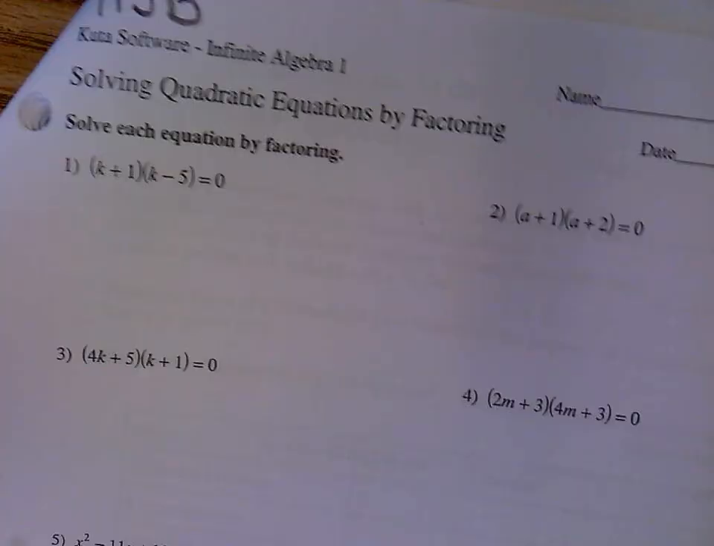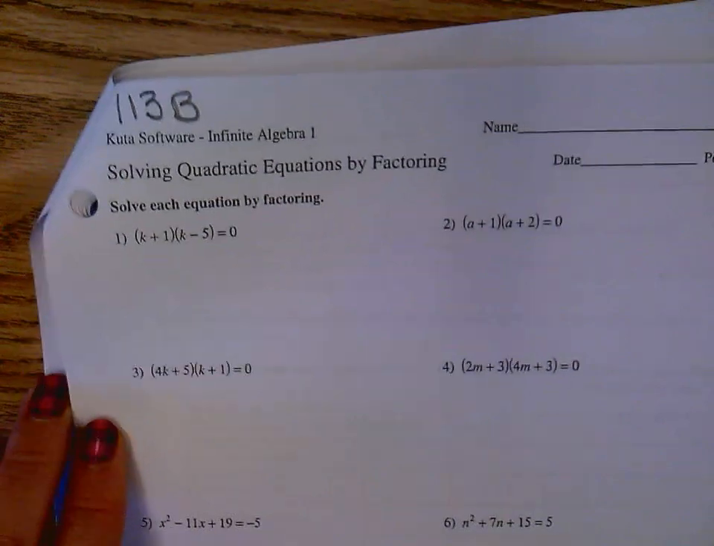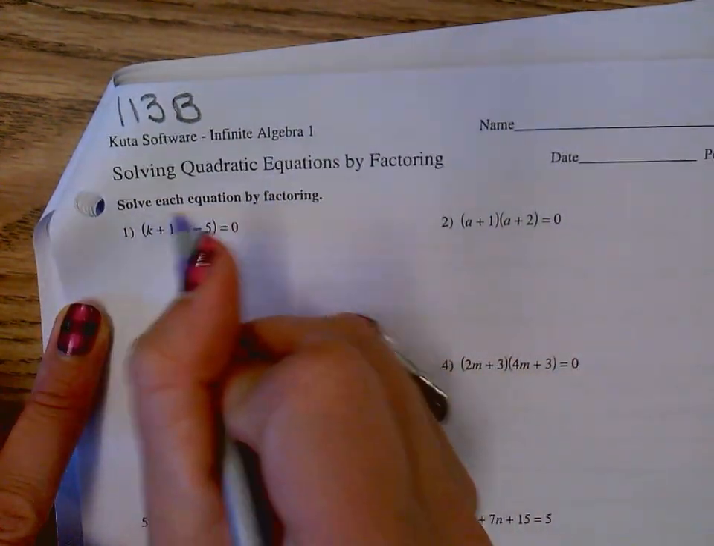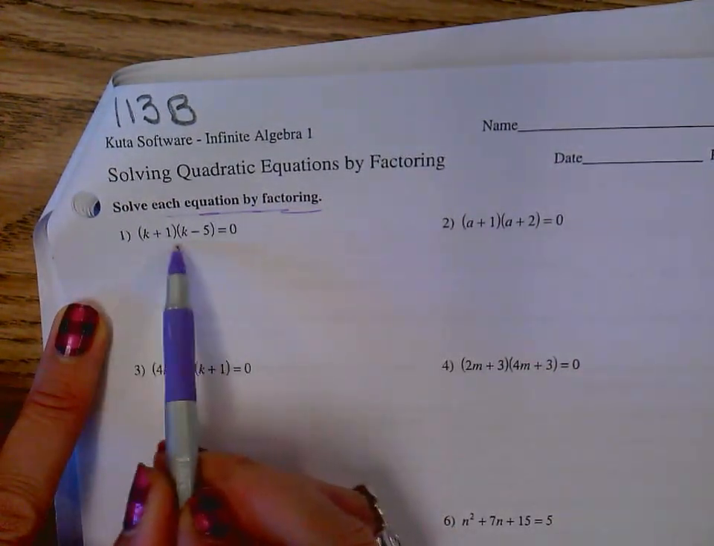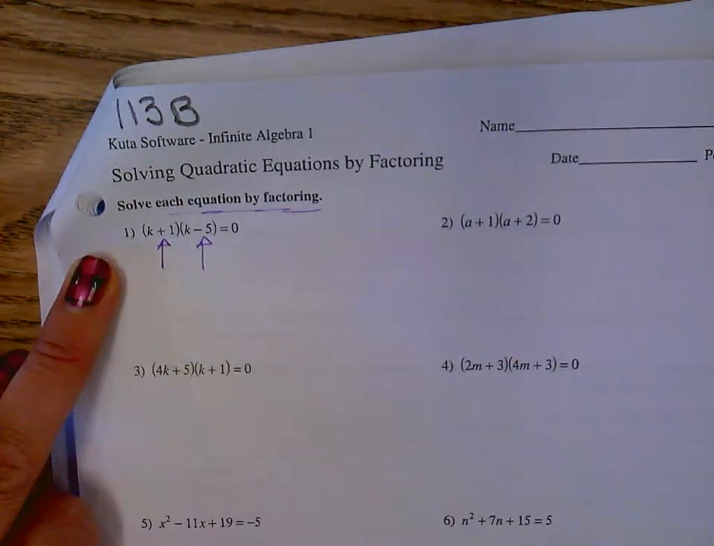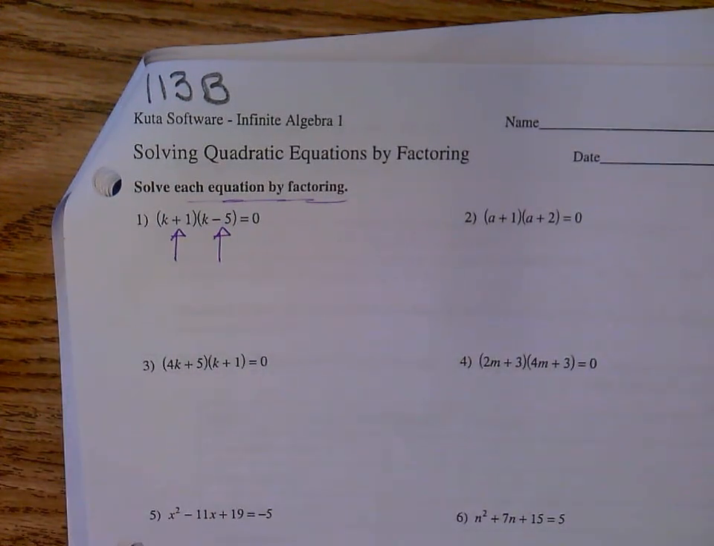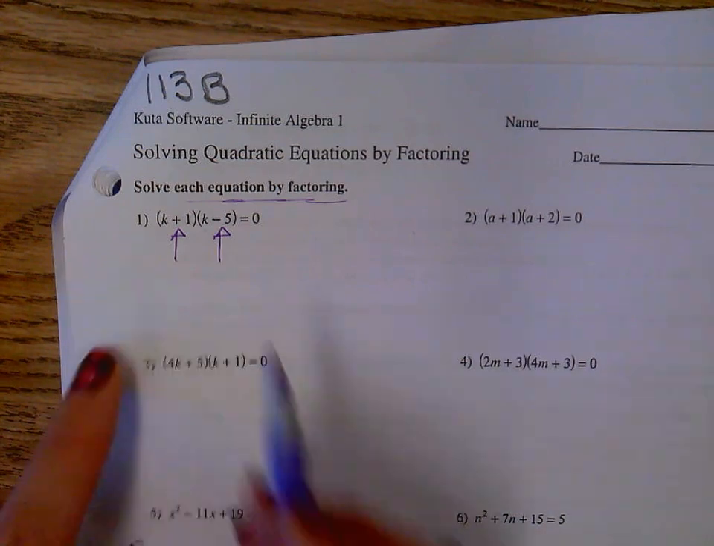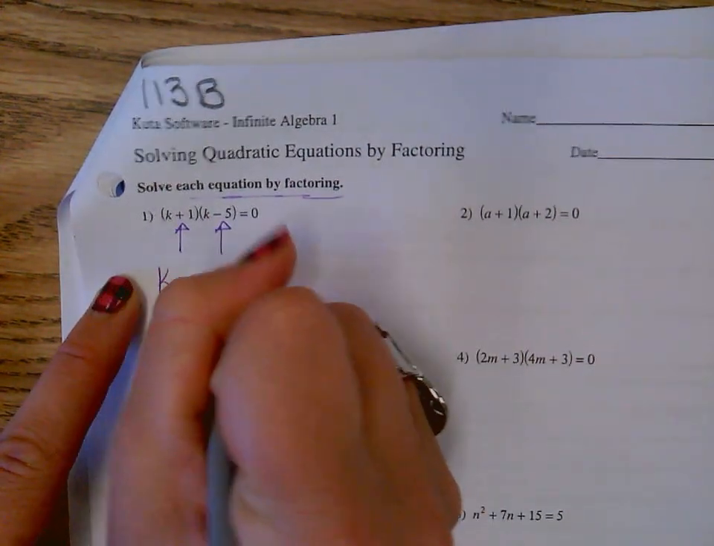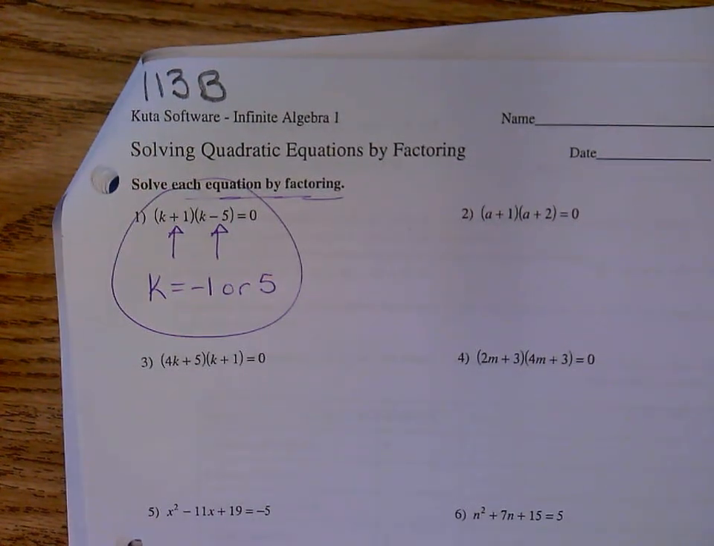On the next page, 113B, there's way too many examples on here. You don't have to do all of them. But do you know how to solve the equation when it's already in factored form? All you're doing is saying what makes this 0 and what makes this 0. Don't overthink it. You shouldn't be multiplying that out or graphing it, right? K is either -1 or 5. So I might give you a problem like that just to make sure when it's in factored form, you know what to do with it.